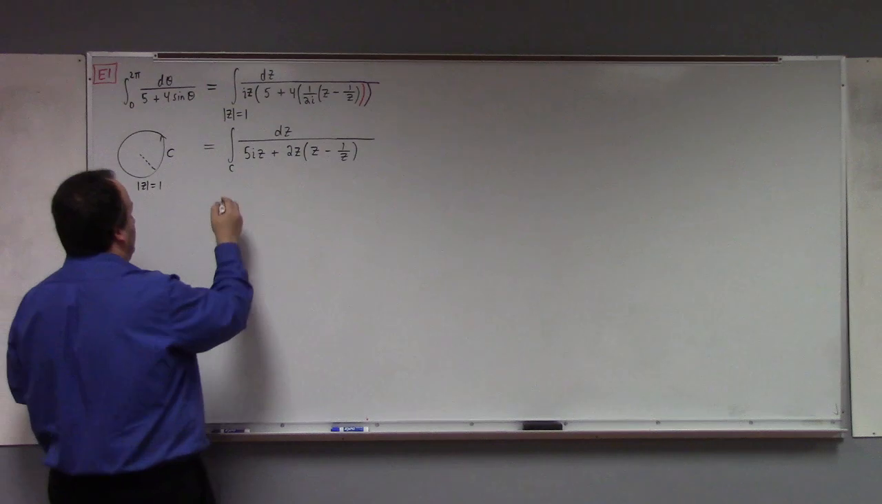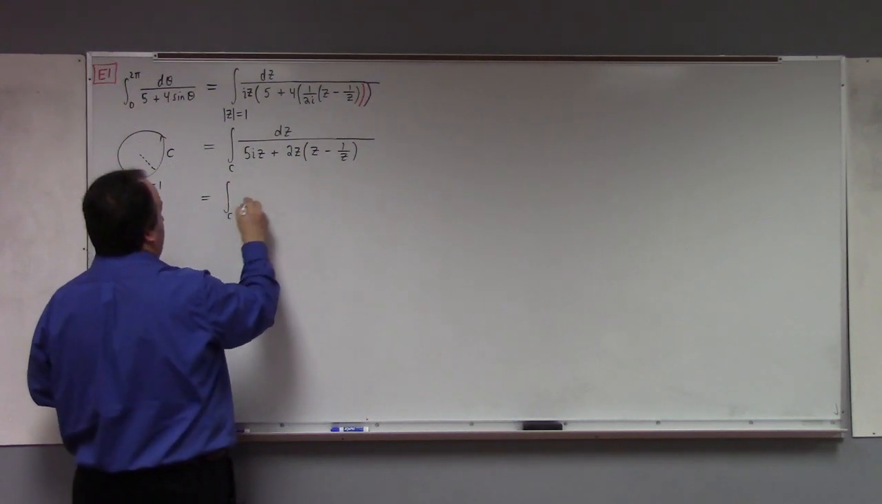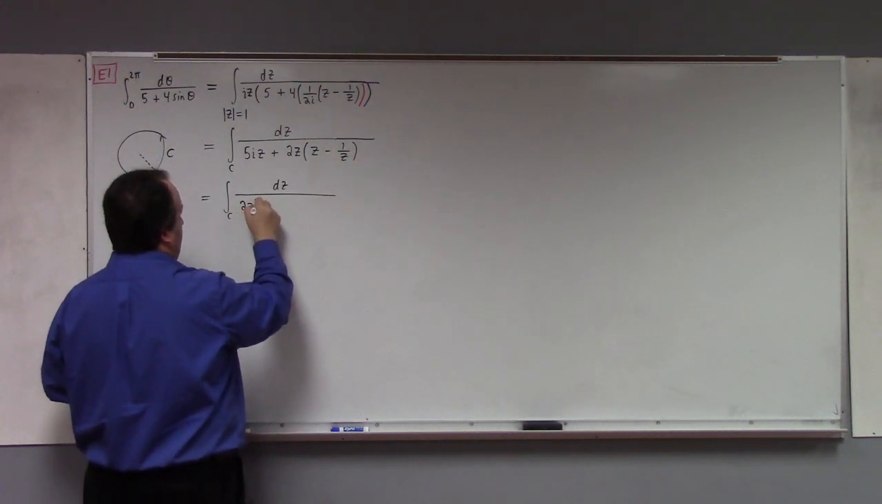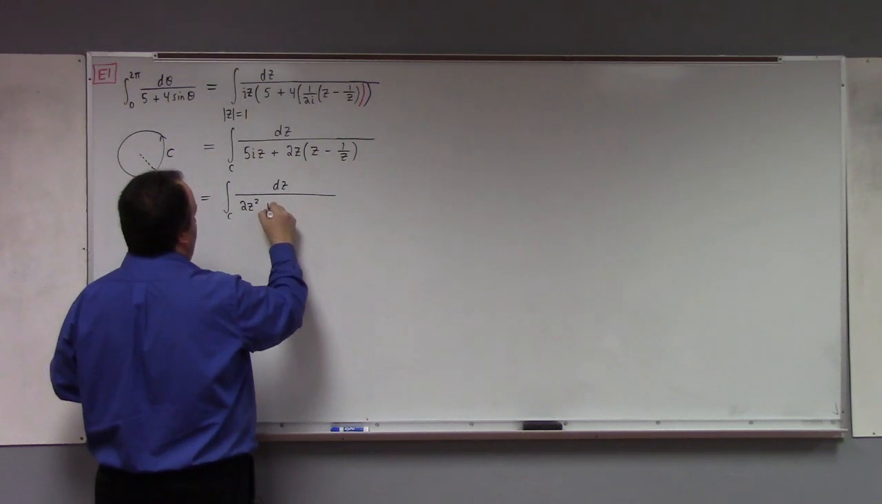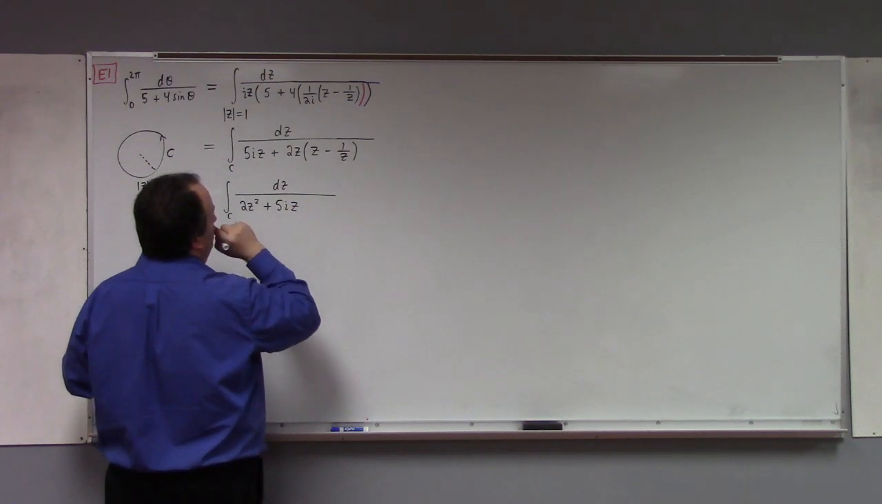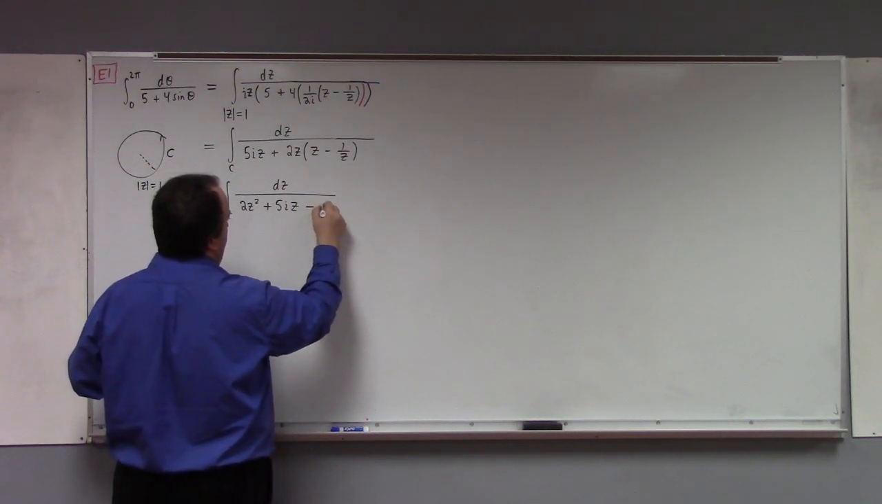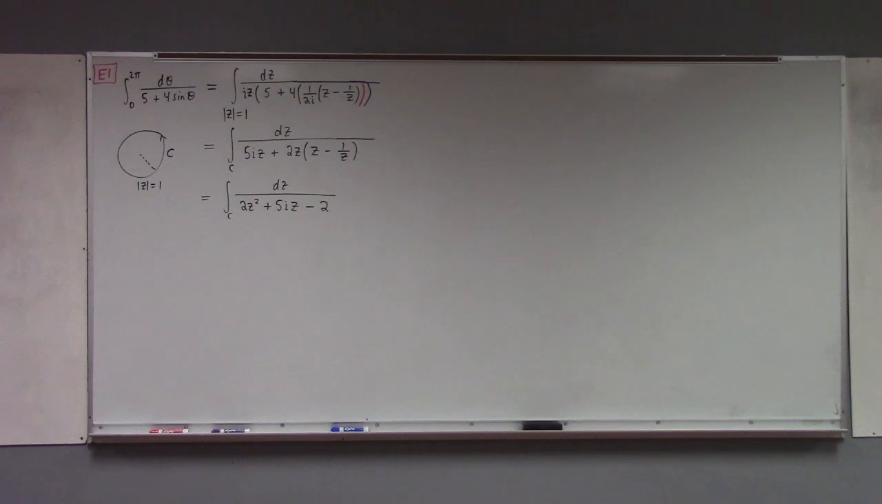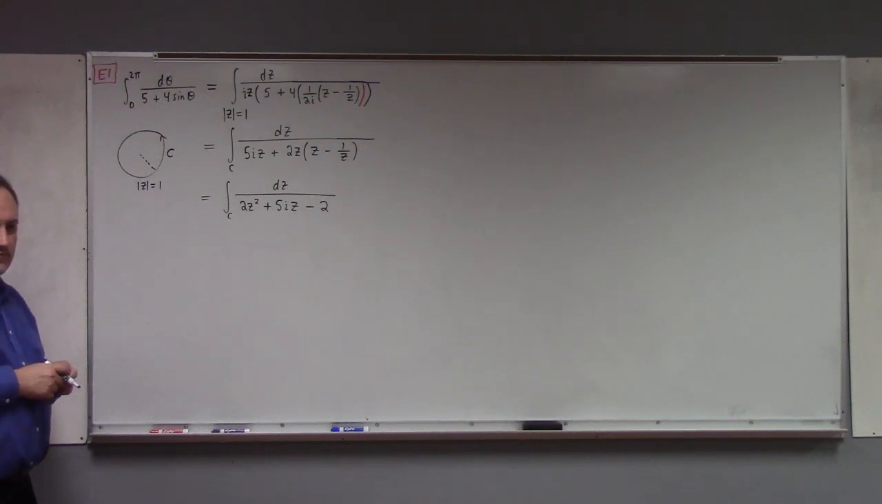Then I will clean it up a little bit more. So I've got dz over 2z squared plus 5iz, right, minus 2. All right. So far, so good? Can you factor that?